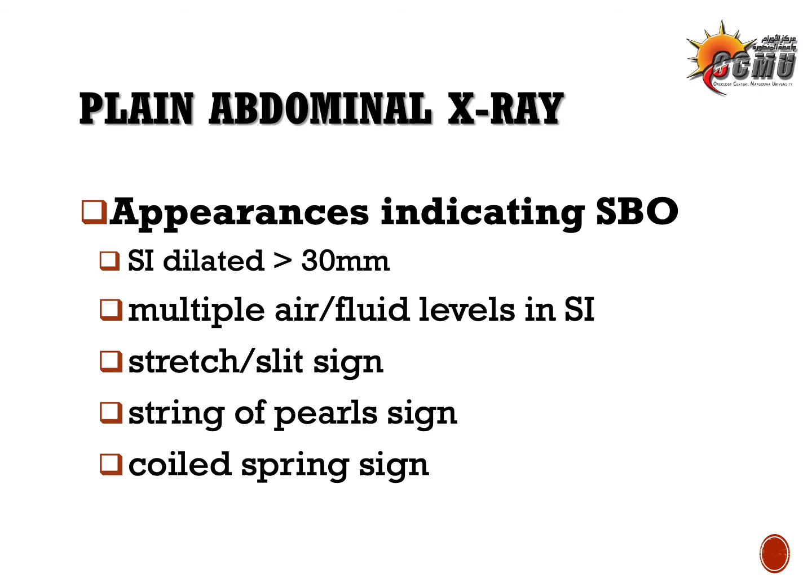There are signs in the plain abdominal X-ray of the small intestine that indicate obstruction. As we've mentioned, if the dilatation is beyond 3 centimeters, if there are multiple air fluid levels in the small intestine, or if you can see more than 3 air fluid levels, especially in the central region. As we mentioned before, 3 are normal for the stomach, duodenum, and transverse colon. And there are a couple of other signs like the slit sign, the string of pearls sign, and the coiled spring sign, which, if present, definitely denote small intestinal obstruction.